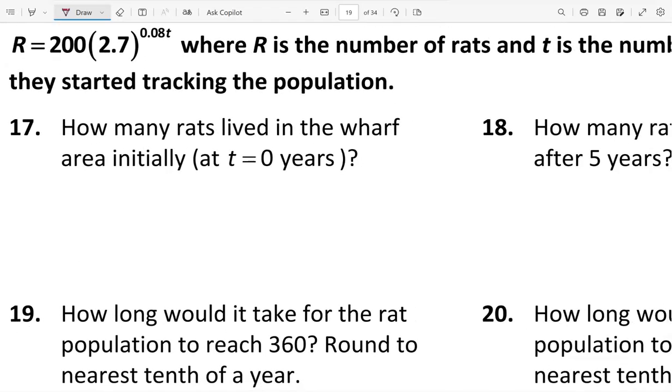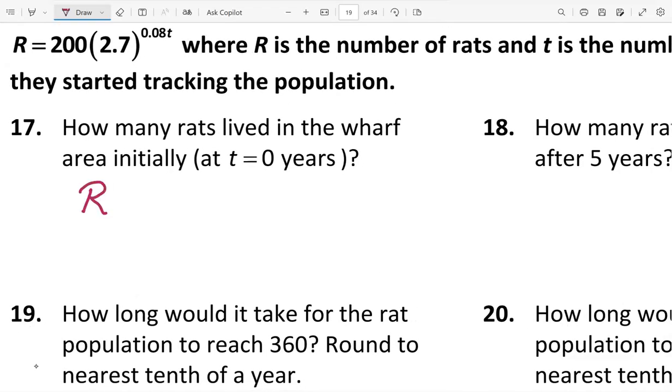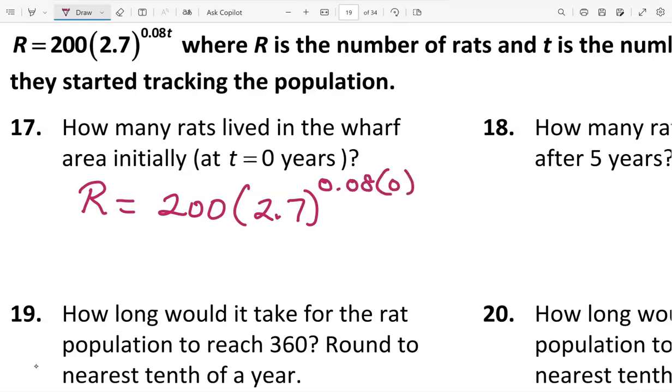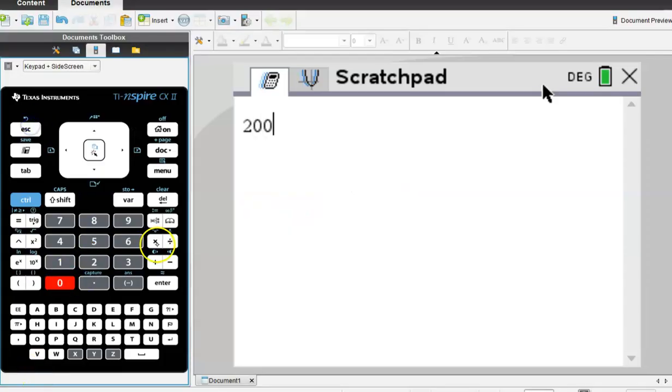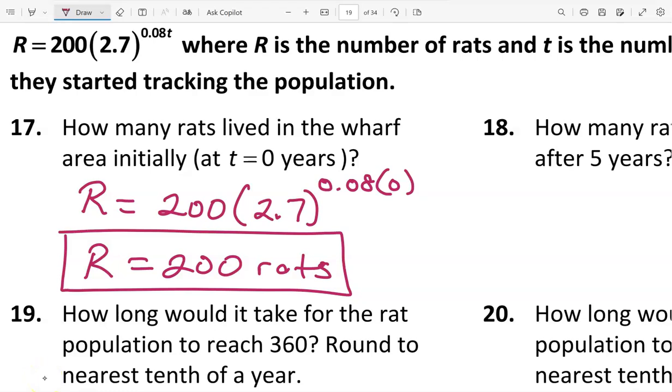So I'm going to take my formula and just replace the t value with 0. That's already a calculator ready solution, because all the numbers have been substituted and there's nothing to solve. All we have to do is enter that expression. 200 times 2.7 raised to the 0.08 times 0, and that gives us 200 as the initial population of rats.